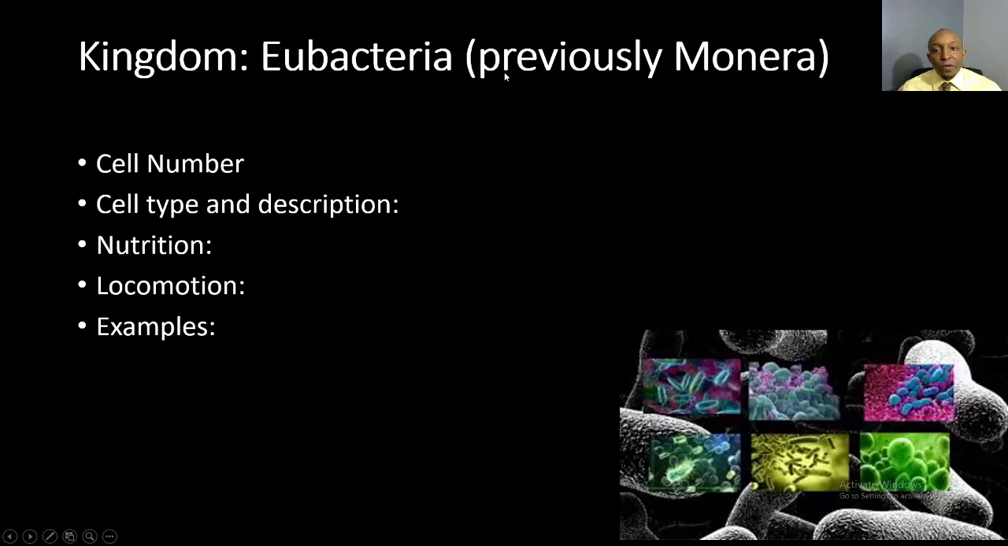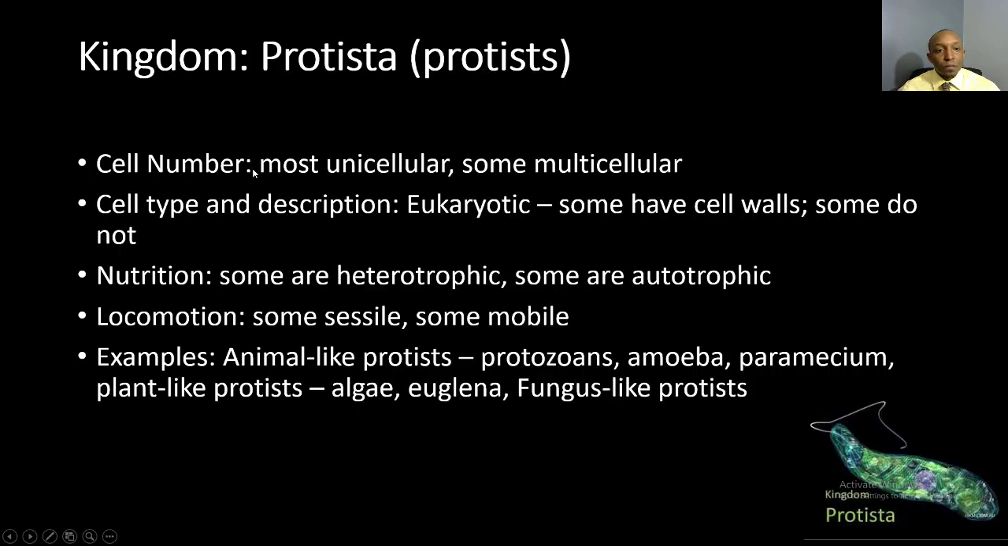The kingdom Eubacteria, previously known as Monera. In this one, you're going to actually Google this information, and you're going to put what the cell number is, the cell type and description, the nutrition, locomotion, and the examples. And you can use the information from the previous slide to help you identify what you need to put in for this one.